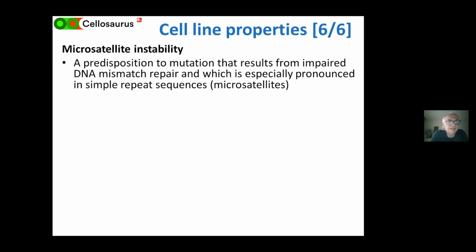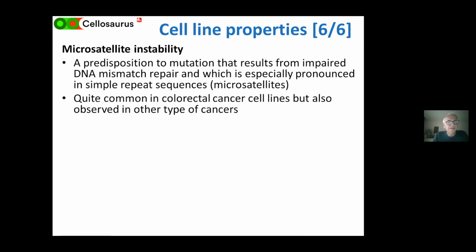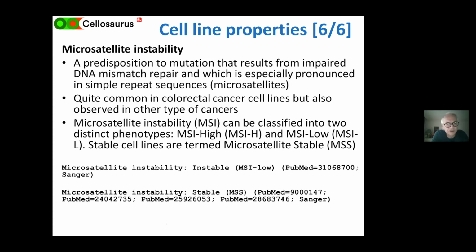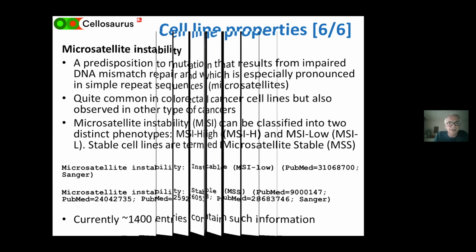So microsatellite instability, I put here the definition. It's a predisposition to mutation which results from impaired DNA mismatch repair. And so this is quite common in colorectal cancer cell lines. And there's a classification between MSI-high, microsatellite stable and MSI-low. You have this information captured inside the Cellosaurus, but only for 1,400 entries because most cell lines are not tested for that. And it's only cancer cell lines which are tested, and mostly colorectal cancer cell lines.